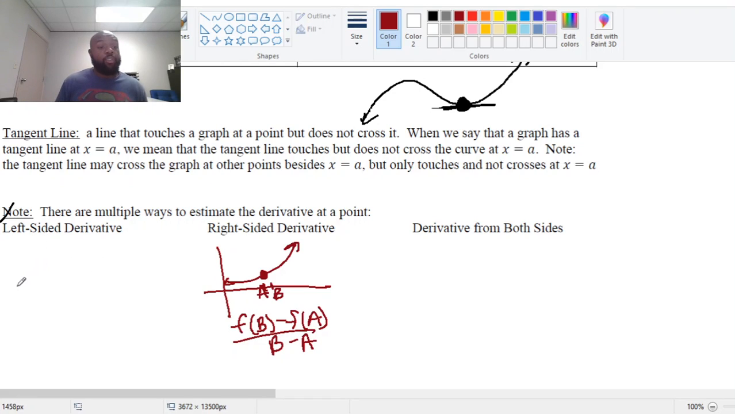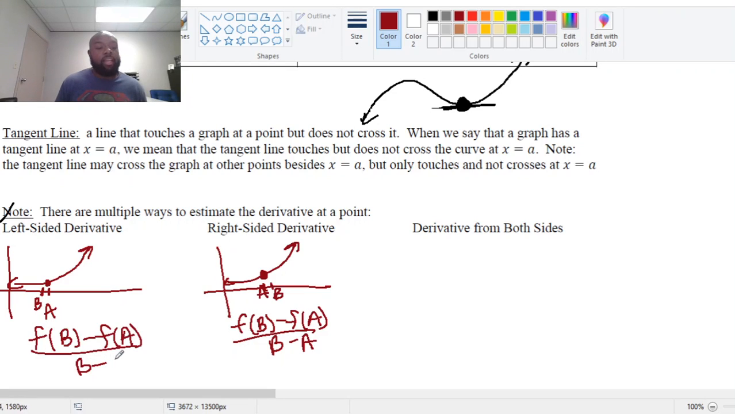You can do a left-sided derivative, right? So if I have my same curve here, and this is my a, and I want to calculate the instantaneous rate of change at a, then I can actually choose a b that's on the left side of a, but very close to a, right? And then I can do f of b minus f of a all over b minus a, right? Even though b is on the left, this formula still works, right? As long as my numerator is in the same order as my denominator, when I do my derivative, it doesn't matter whether you put a first or b first, all right?